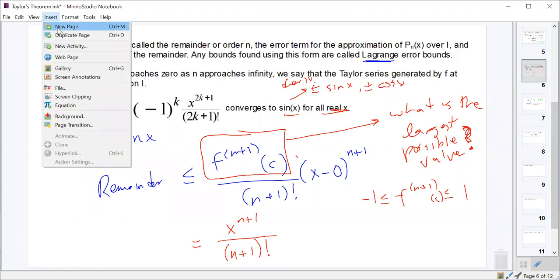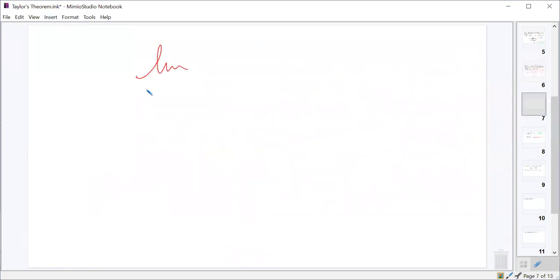And so the next question then is, what is the limit as n approaches infinity of x to the n plus 1 over n plus 1 factorial? If that limit is 0, then this will converge for all real values of x. But if it is only 0 for certain values of x, then that means that it only converges for those certain values of x. So what is this limit? Is it always 0 for all values of x?